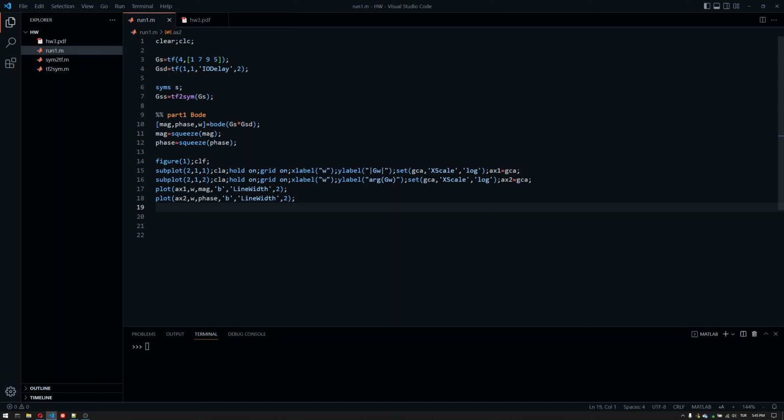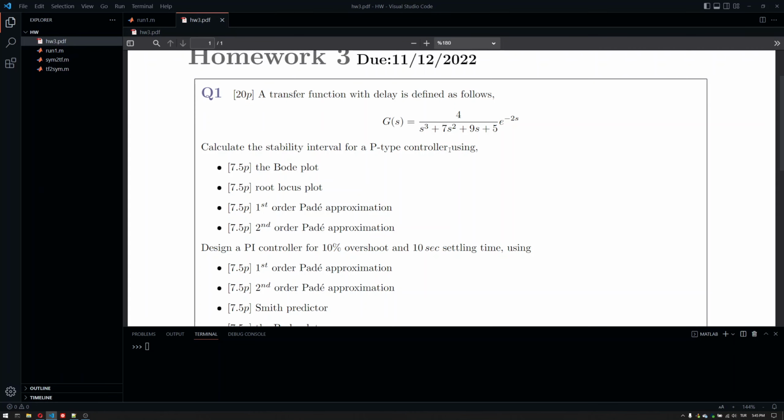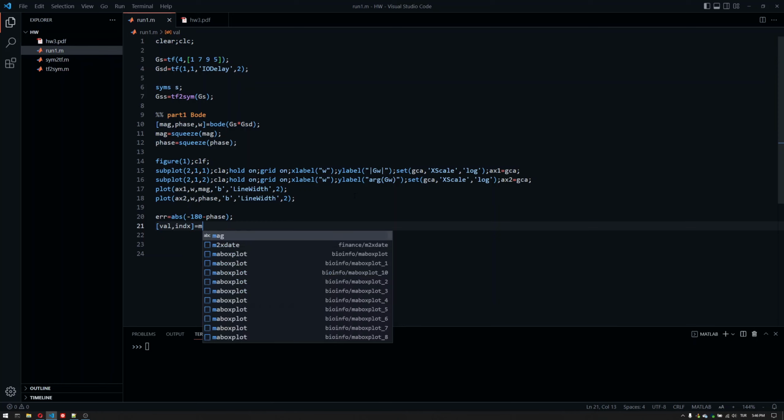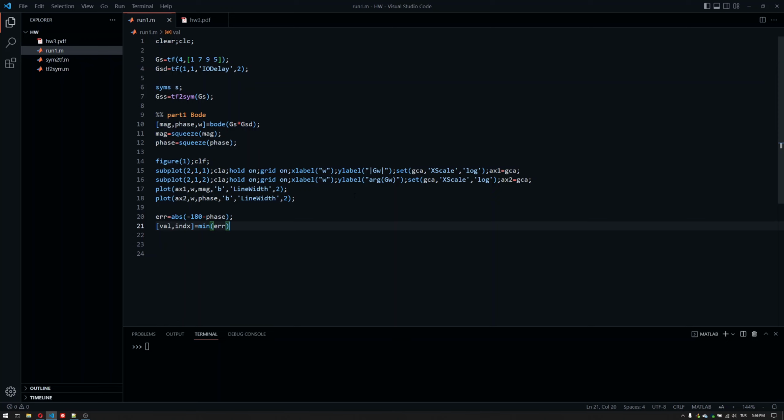So now, since we're interested in stability and the stability interval of this system, we need to look for a specific phase angle. So let's call this an error, and let's take the absolute value between minus 180 degrees and the phase vector here. I'm going to look for the value and index where this happens. Actually, I'm not really interested in the value, but in the index. I'm looking for the minimum of this error here. And the reason behind that is the following.